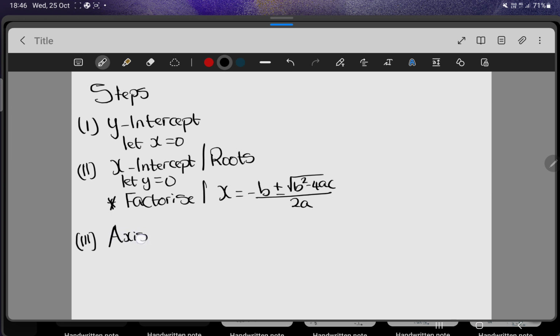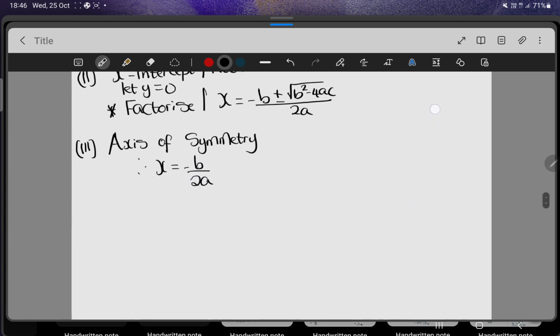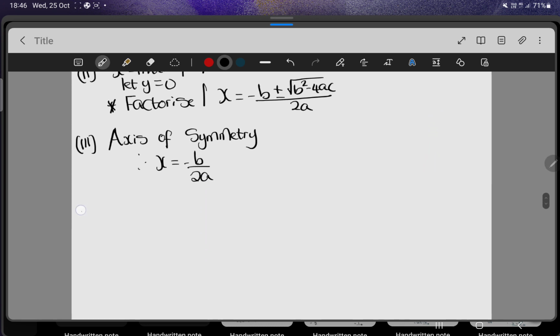This is what we call the axis of symmetry. How do we get the axis of symmetry? It is x is equal to negative b over 2a. That is very important. From there, number 4, we get the turning point. How do we get the turning point? Remember, this is what the graph is going to cut.